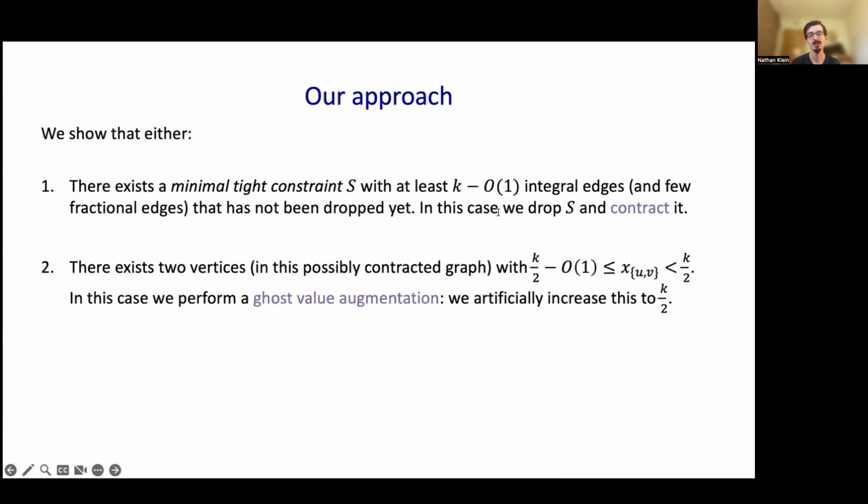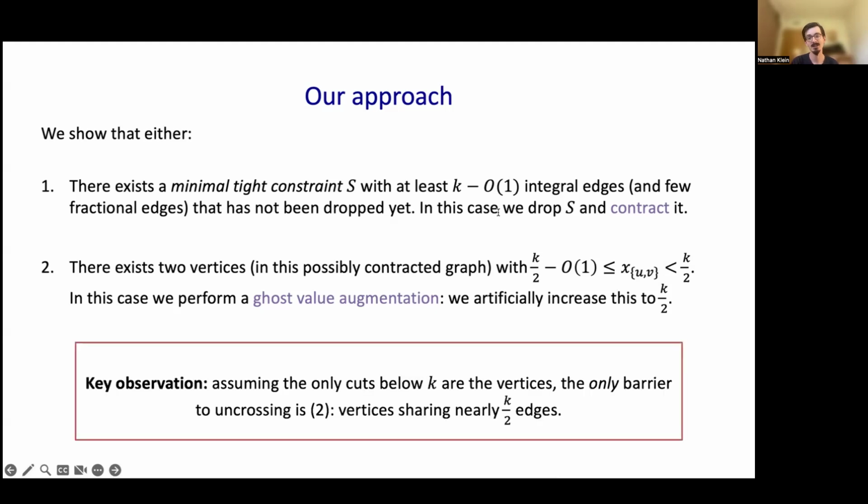Or if such a set does not exist, we show there must be two vertices in this possibly contracted graph, right? In step one, we may have contracted some of these sets. There may be two vertices in this contracted graph, which share many edges between k over 2 minus order of 1 and k over 2, but strictly less than k over 2. And in this case, we perform what we call a ghost value augmentation. So we just tell the linear program that there are actually more edges between these two vertices. We boost up the value to k over 2. And notice we cannot put these edges in our solution because they may not even exist in the graph.